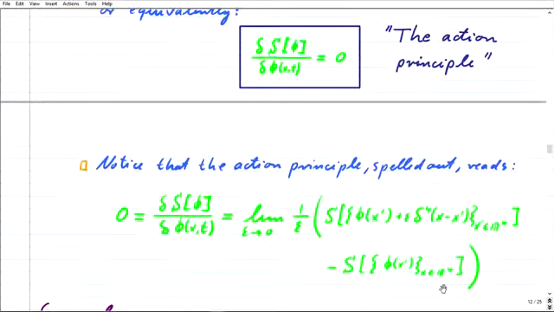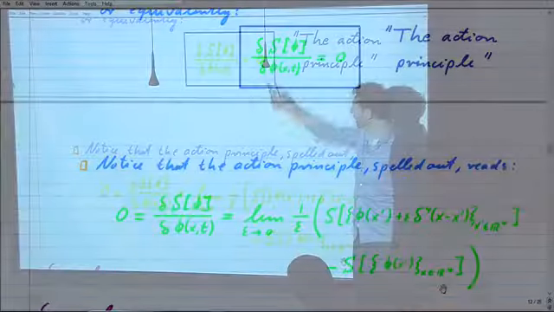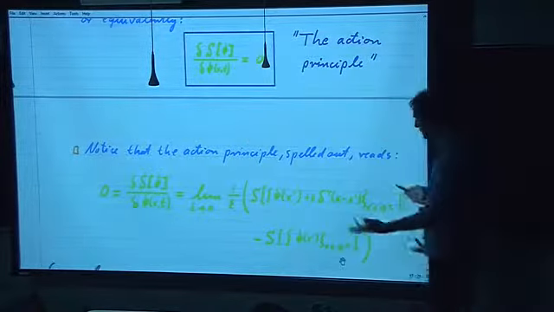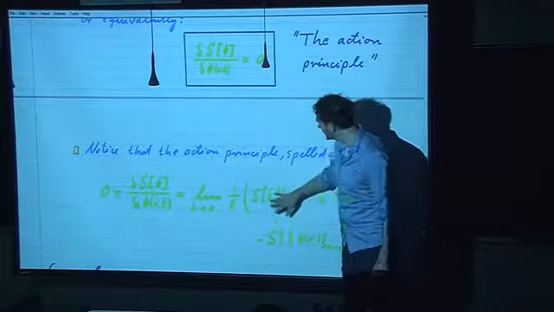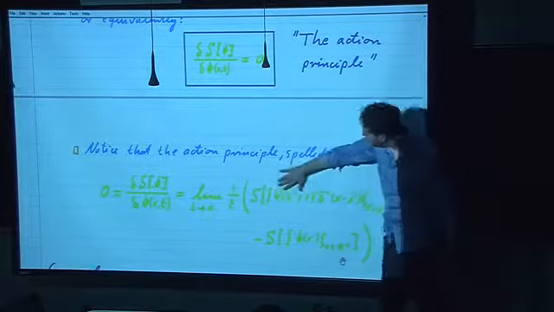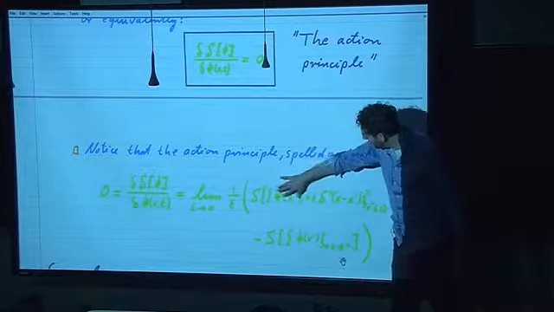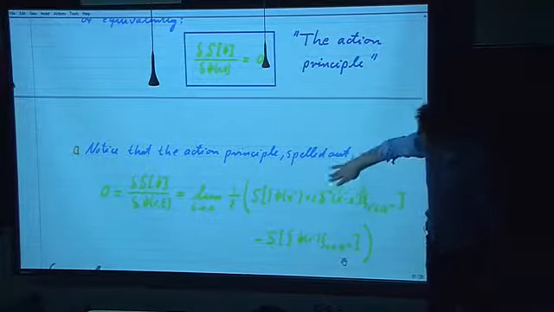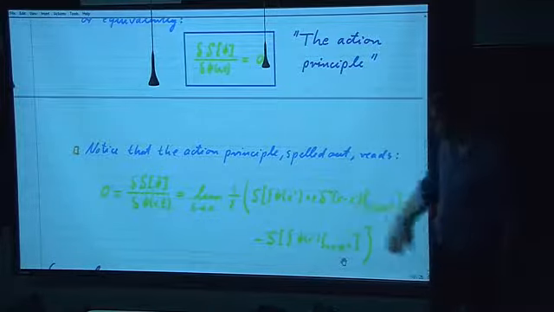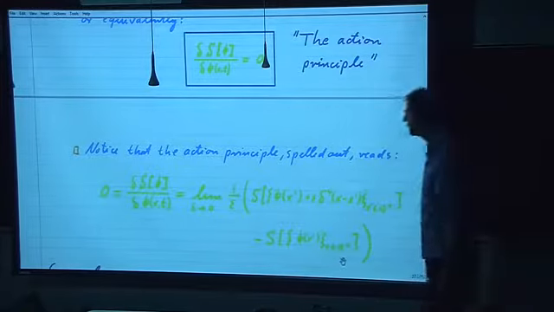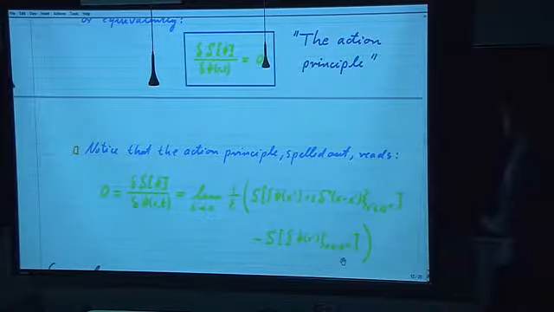If we spell it out explicitly, what it means is that dS by d phi is equal to 0, right? And explicitly it is that you have to take the action functional, replace all occurrences of phi, differentiated or not, with phi plus epsilon times the Dirac delta, the 4D Dirac delta, minus the unchanged action functional, divided by epsilon, limit epsilon going to 0.